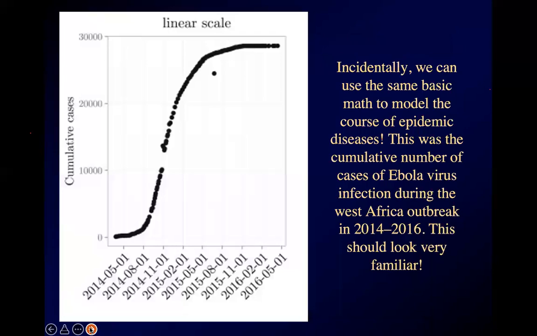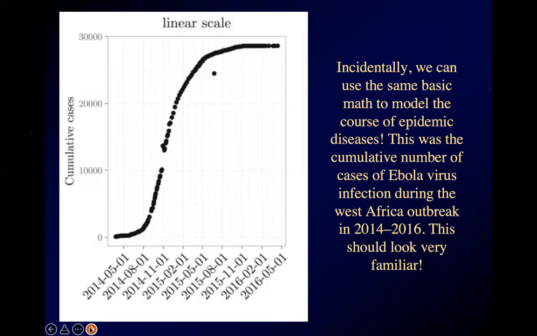Incidentally, the same basic math, a reason why some of you might care about this more than maybe you do right now, is that math models the course of not just populations of locusts or fruit flies or things like that, but the population of disease cases. That's some data from 2014 to 2016. There was an outbreak of a deadly virus called Ebola.